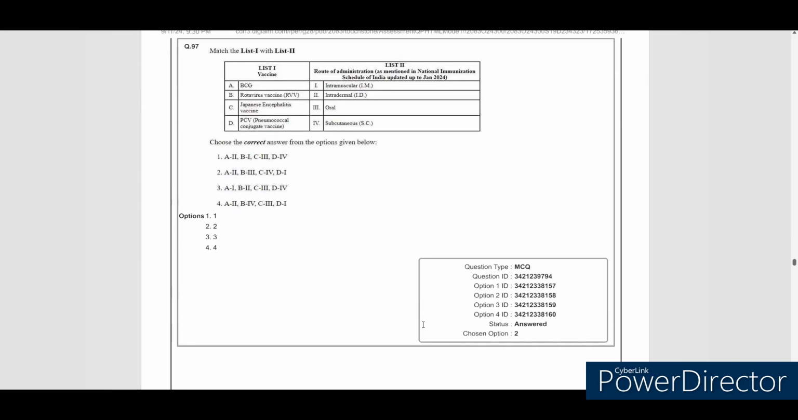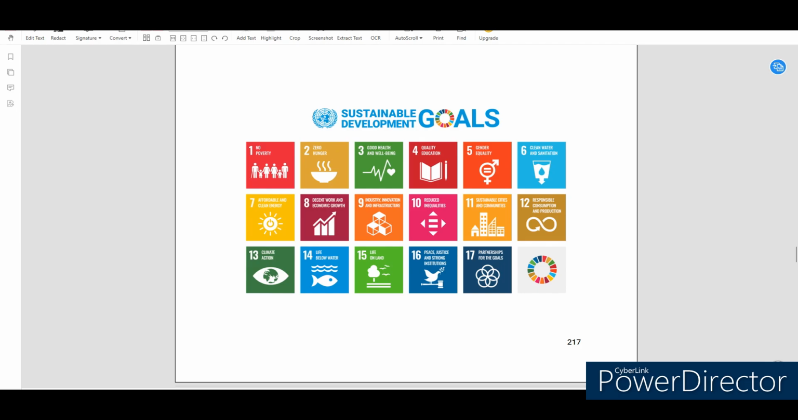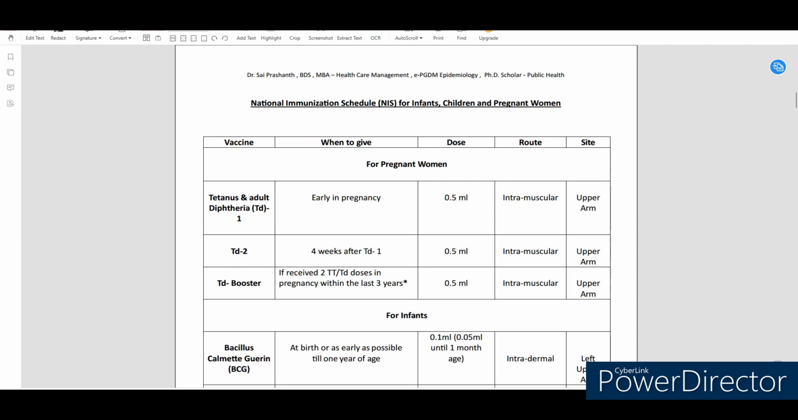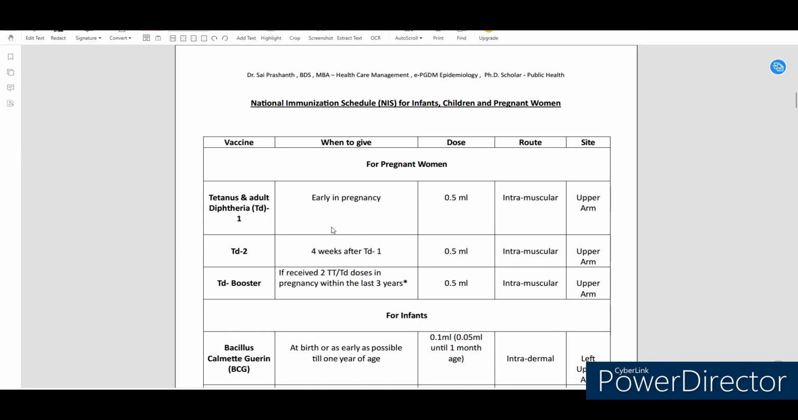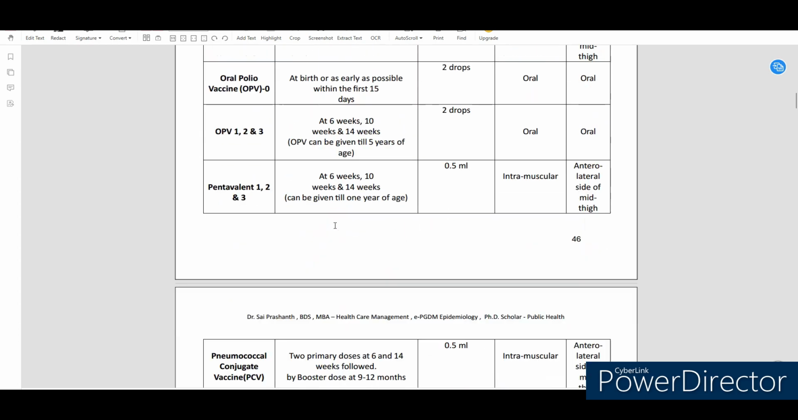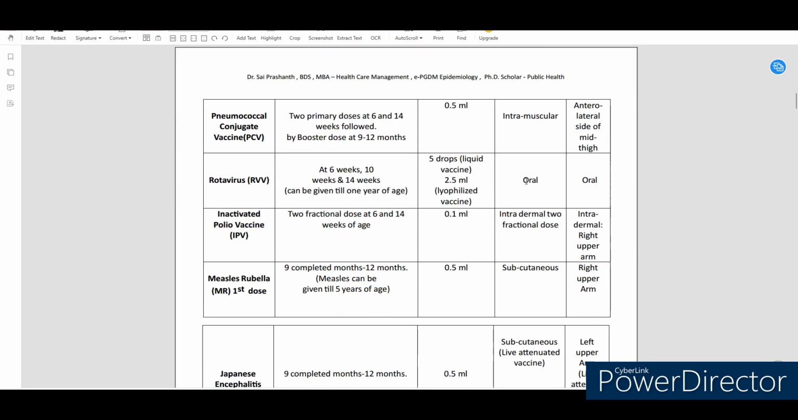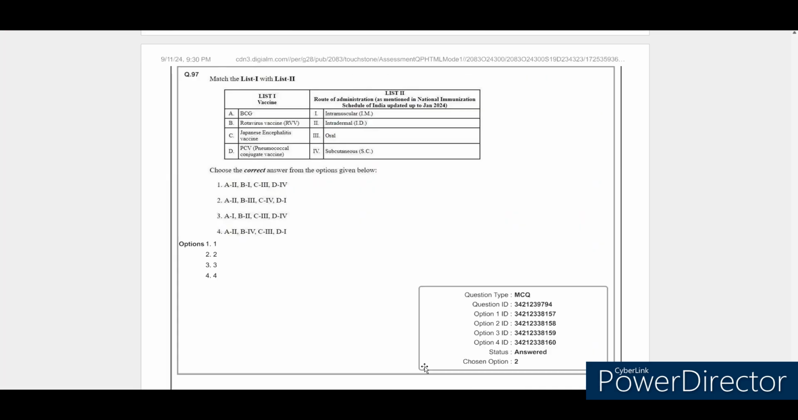Now coming to question number 97 related to vaccines. Okay, let me go back to my notes again. So we need to find out that one option with which we can answer this question, right? So I think it's rotavirus because option B has different options for each given option, right? So let's check the rotavirus here. It's given orally. So what should be the option? B should be 3. There is only one option that has B as 3. So it is option 2. Done. That's it. You don't need to check for the other vaccines also.